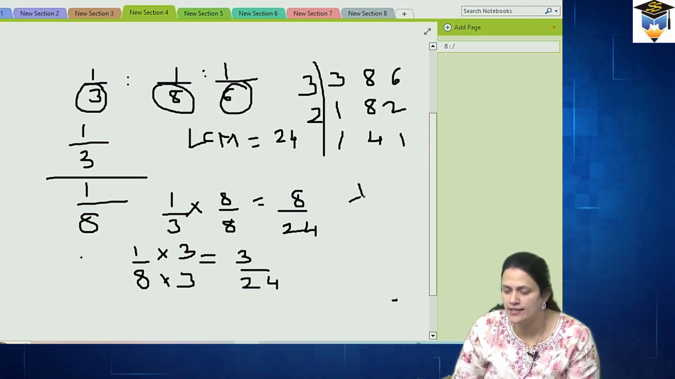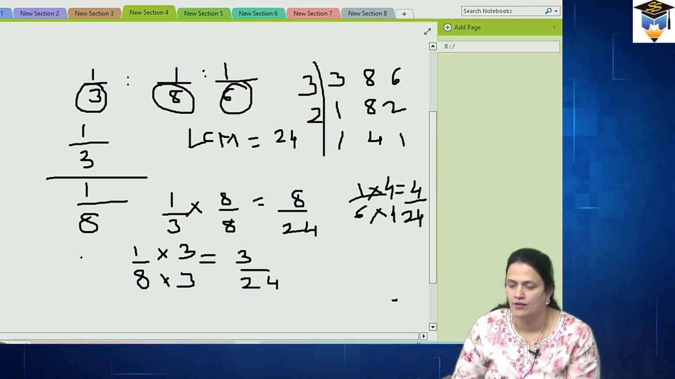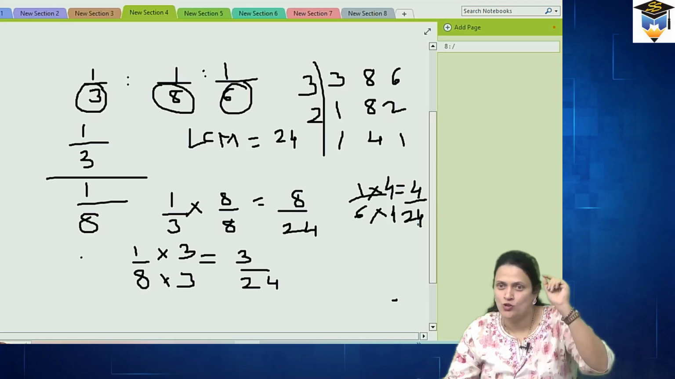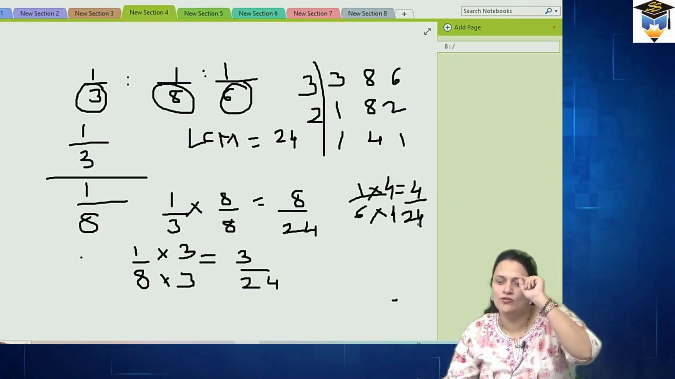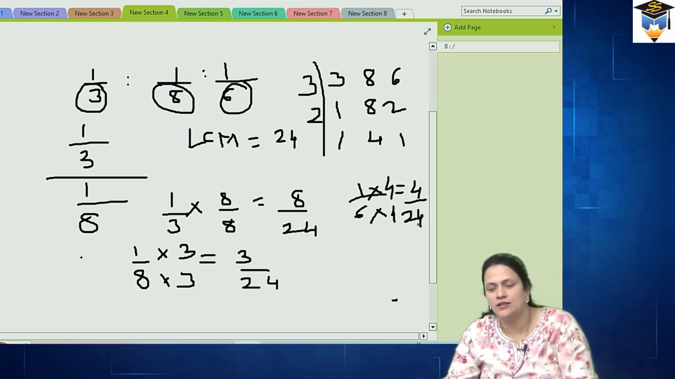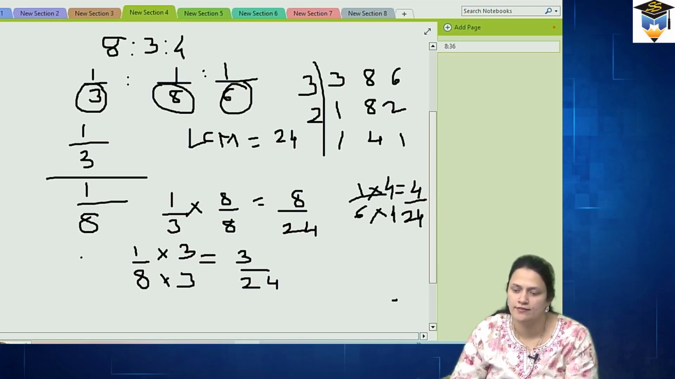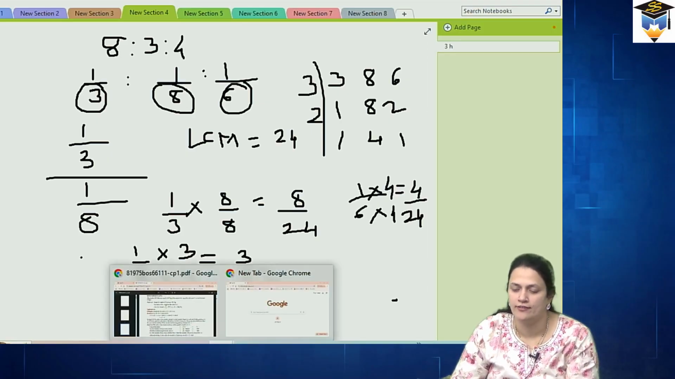Similarly, 1 upon 6 multiplied by 4 will give me 4 upon 24. Okay, now how am I going to take the ratio? 8 is to 3 is to 4. 8 is to 3 is to, correct? Now let's see what they have done.